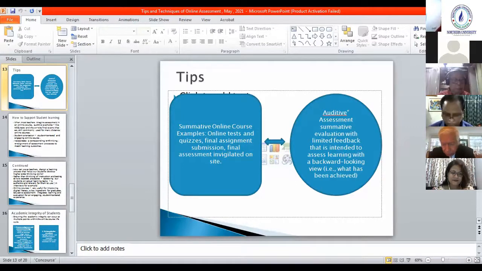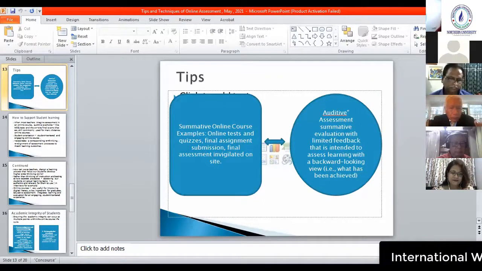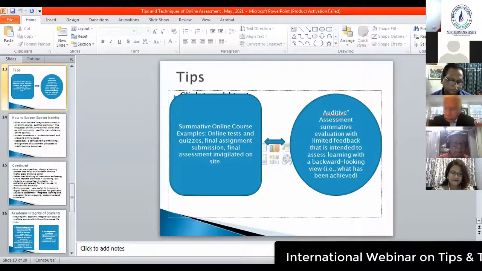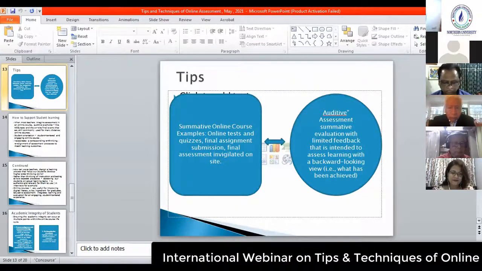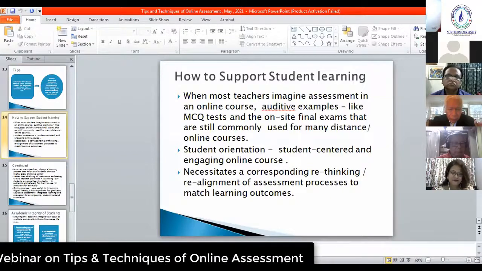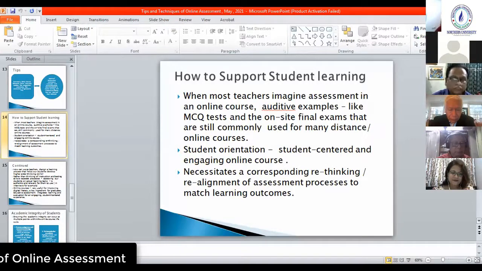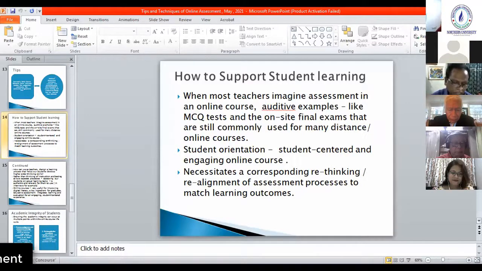Then auditive assessment, summative evaluation with limited feedback, where what is already achieved is given as feedback to them, where we give a summary of what is already over. Then how do we as teachers support student learning? When we talk about supporting the students and their learning, we always think about auditive examples like MCQs or on-site final exams that are still commonly used in distance and online courses.